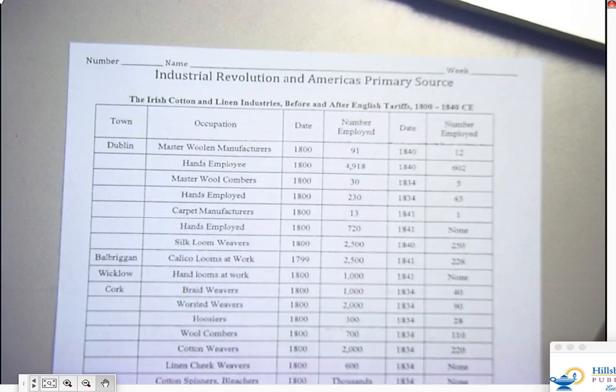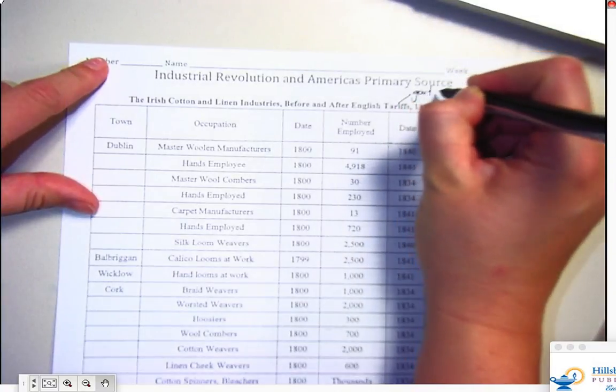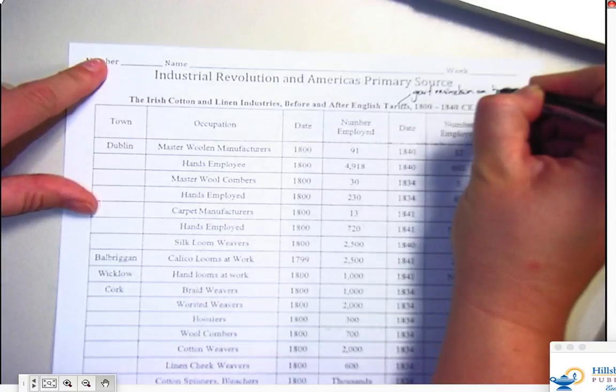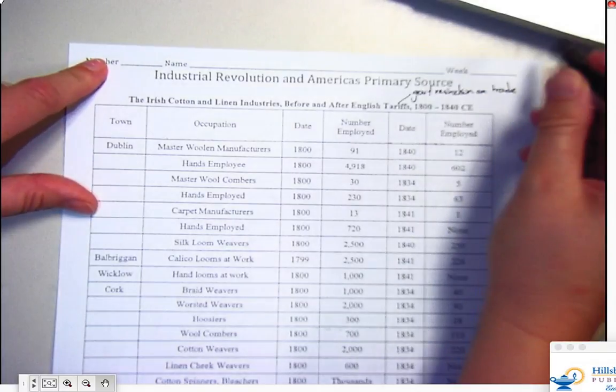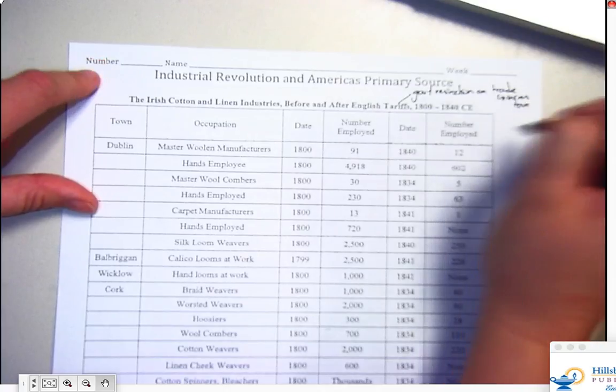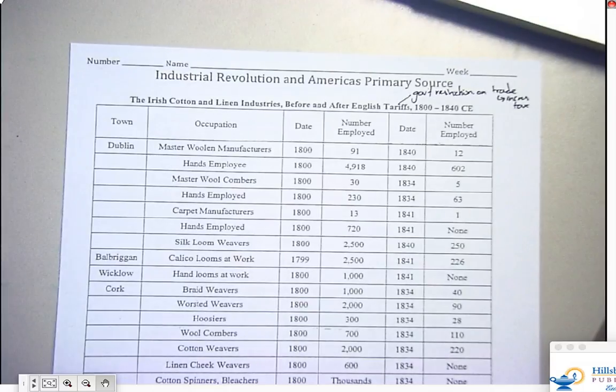Maya? The tariffs are a government restriction on trade. It's a government restriction on trade. And how does that usually come about? Increased what? Taxes. Increased tax. Good. All right, what else do we know? What else do we know?